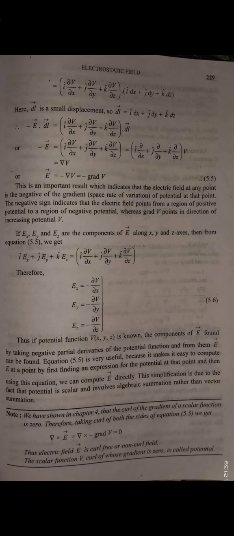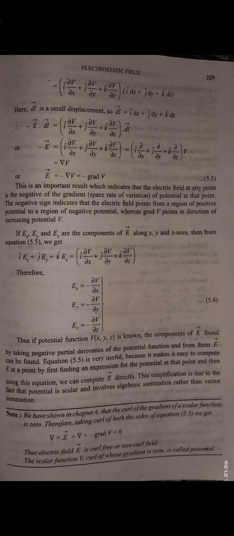This is an important result which indicates that the electric field at any point is the negative of the gradient, or space rate of variation, of potential at that point. The negative sign indicates that the electric field points from a region of positive potential to a region of negative potential, whereas gradient V points in the direction of increasing potential V.